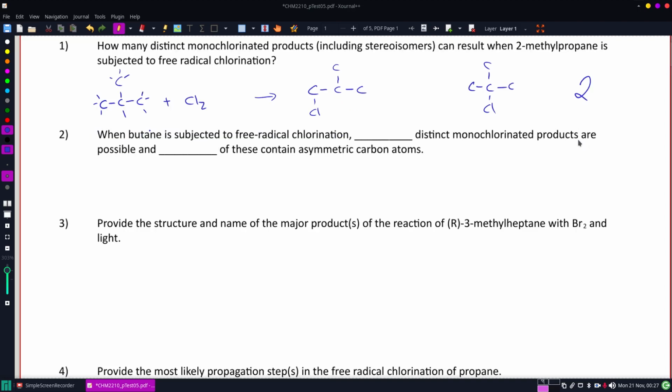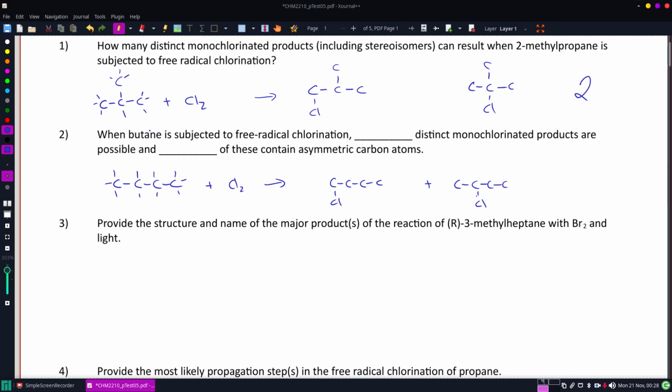Alright. We're going to follow it up with this next one because we got butane. When it's subjected to free radical chlorination, how many distinct monochlorinated products are possible and how many contain asymmetrical carbons? Alright, so standard butane, just 4 in a row. And if we react those with chlorine, we could replace one of these 6 on the end, to give 1-chlorobutane. Or we can replace one of these 2 in the middle and get 2-chlorobutane.